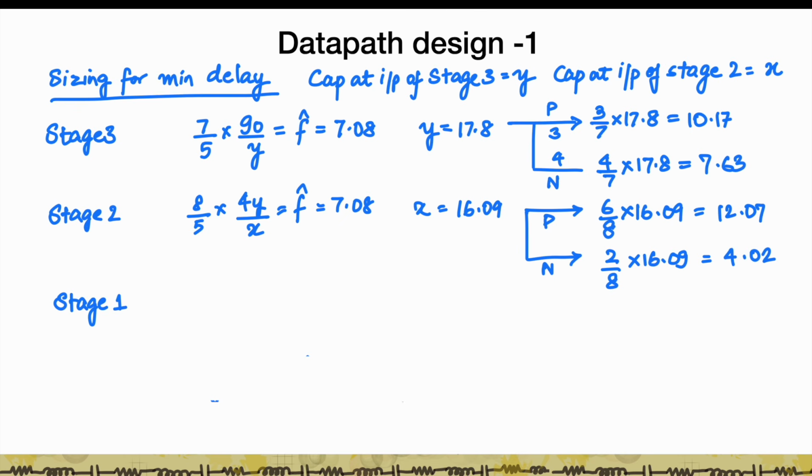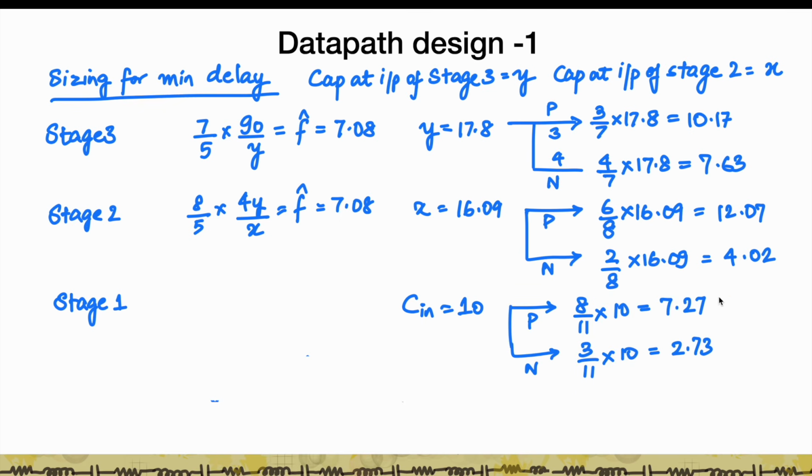For the first stage, sizing is easy because you know the input capacitance is 10 and you know the ratios of the P and N. So the ratios roughly work out to 7 as the size of the P and the size of the N is 2.7.